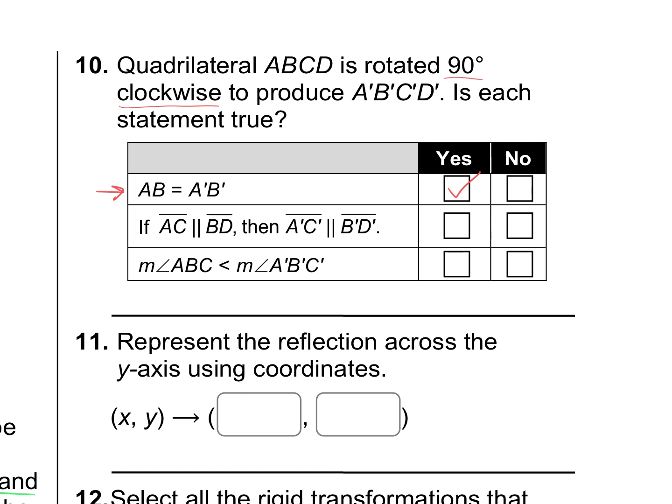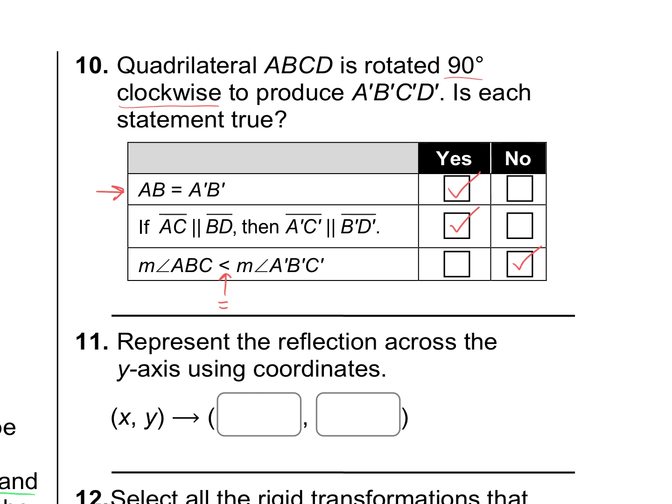If AC, what's this mean? This means parallel. If AC is parallel to BD, then AC prime is parallel to BD prime. Yes. Yep. Last one, measure of angle ABC is less than measure of angle A prime, B prime, and C prime. Right. Okay. Understand that with translations, reflections, and rotations, nothing of the figure is changing size. Okay, nothing is changing size. So what should this say if it was true? It should say equals.